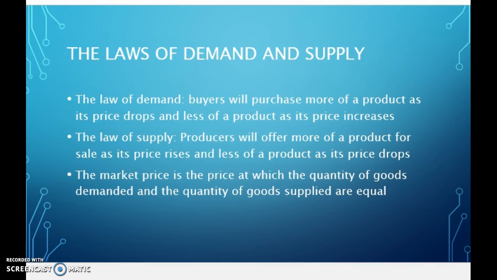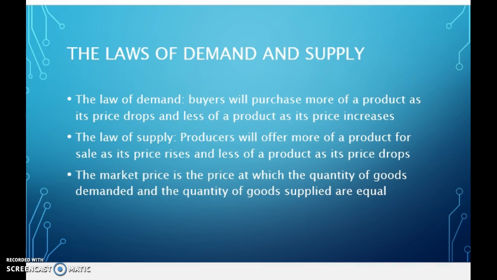The law of demand states that buyers will purchase more of a product as its price drops, and less of a product as its price increases. Similarly, the law of supply states that producers will offer more of a product for sale as its price rises, and less of a product as its price drops. These laws can be viewed on page 13 of the textbook's pizza example.